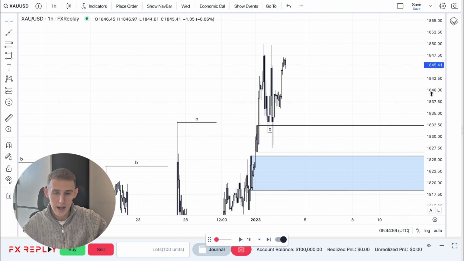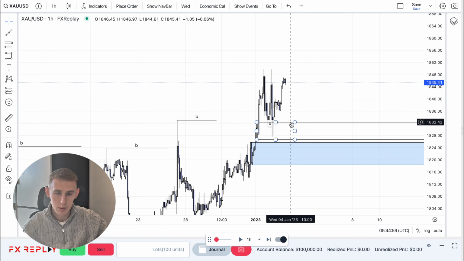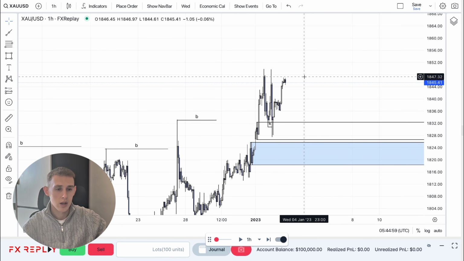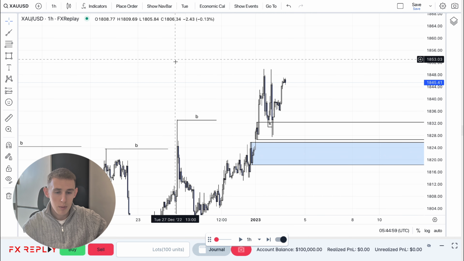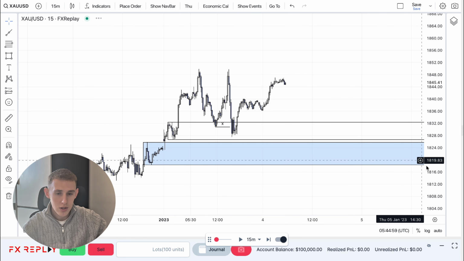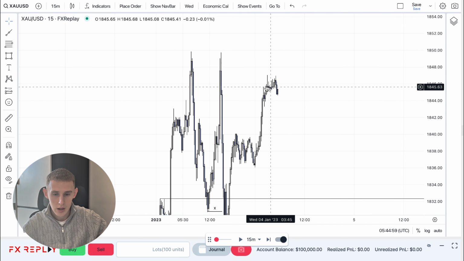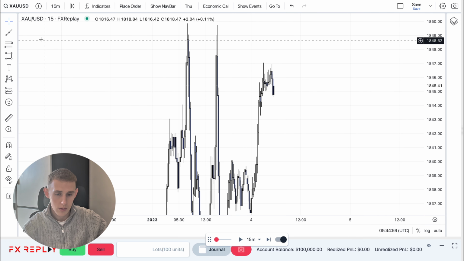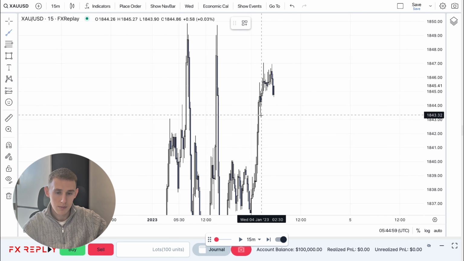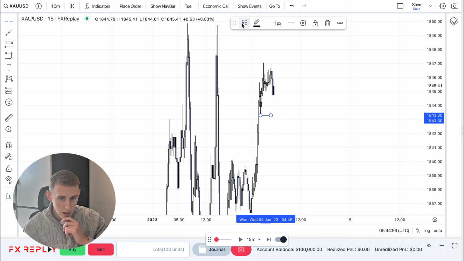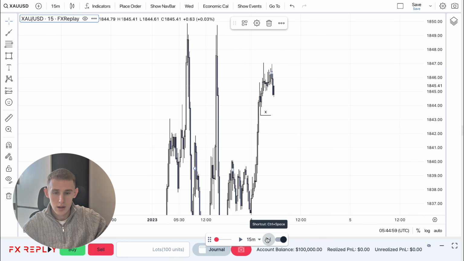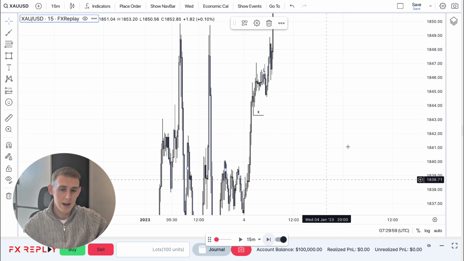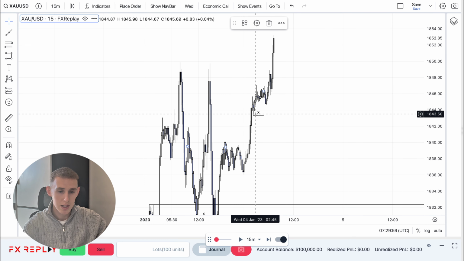So we've had that reaction from demand. Price has pushed up towards these highs. So ideally we want to be looking for buys into these highs right here. Where could we potentially see that? Maybe after a sweep of this 15-minute low. Let's have a look how price reacts. Okay, so again, gold just pushing up into those highs, no pullback.